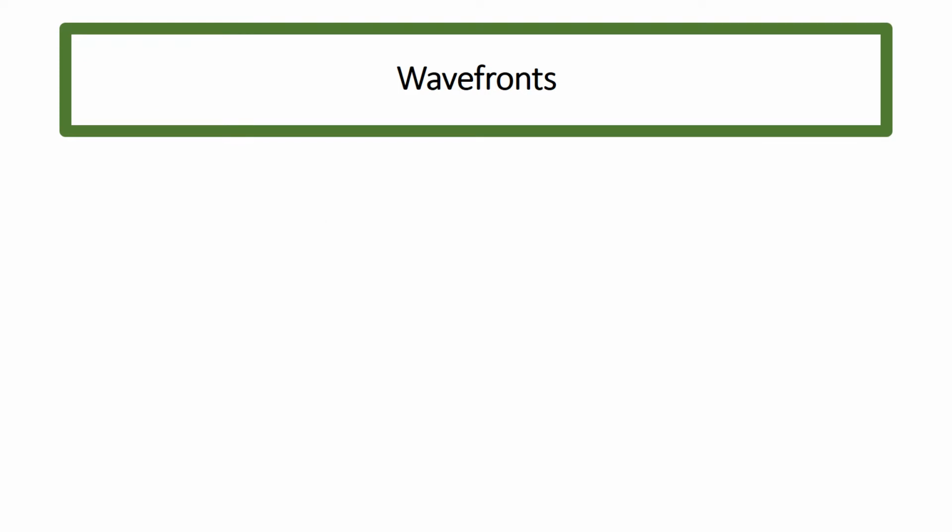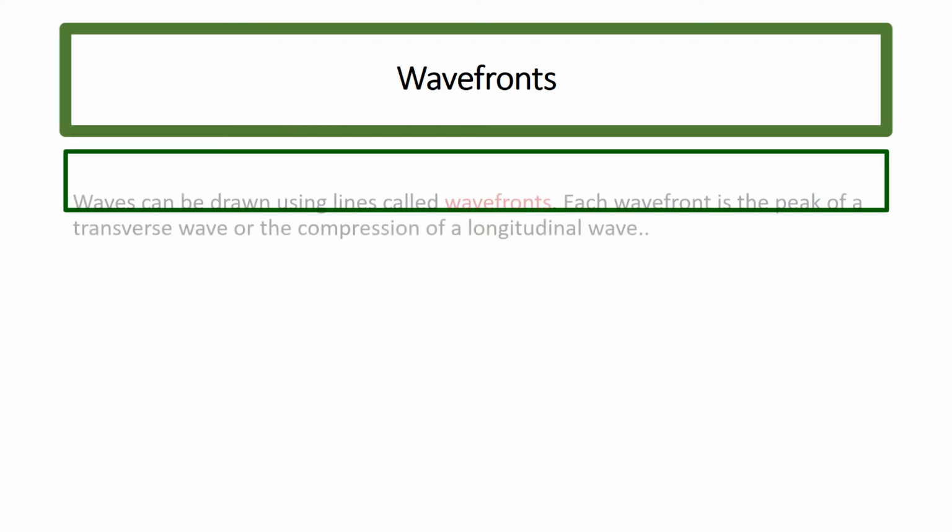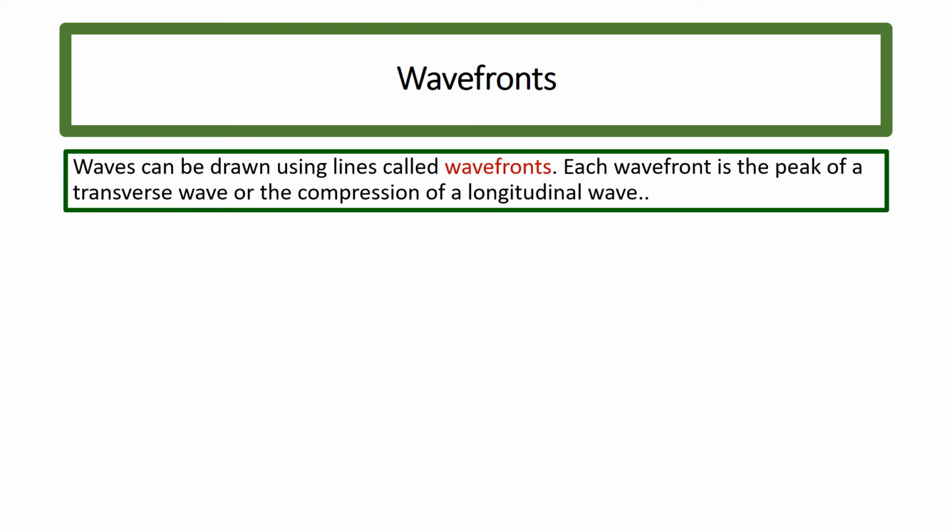So, wave fronts. There's a little bit of drawing to do here, so it'd be really useful if you've got a ruler to hand, or use the side of your phone, whatever else is to hand. Okay. So waves can be drawn using lines called wave fronts, and each wave front is the peak of a transverse wave or the compression of a longitudinal wave.